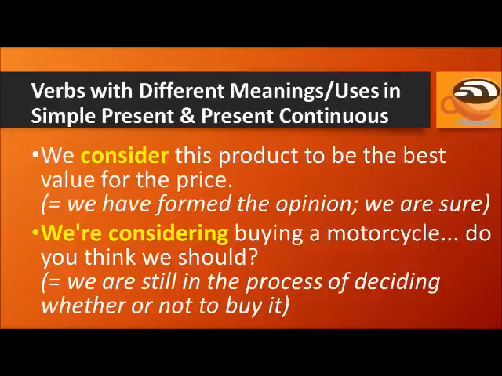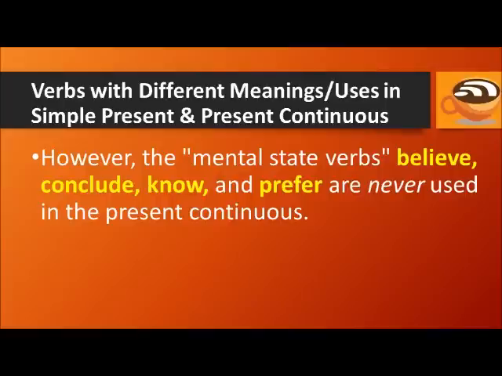If you say, we consider this product to be the best value for the price, that means we have formed the opinion and we are sure. But, we are considering buying a motorcycle, do you think we should? Means we are still in the process of deciding whether or not to buy it. However, the mental state verbs believe, conclude, know, and prefer are never used in the present continuous.